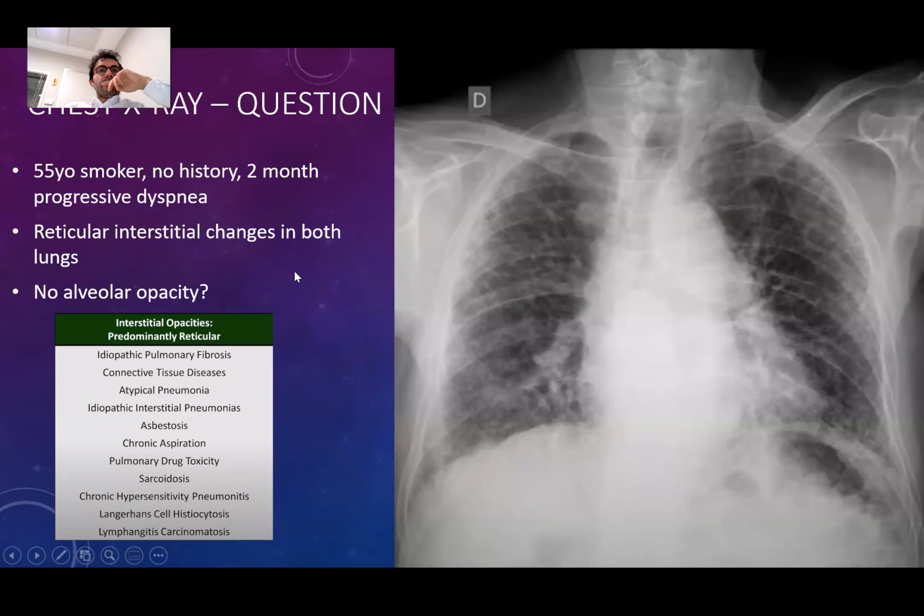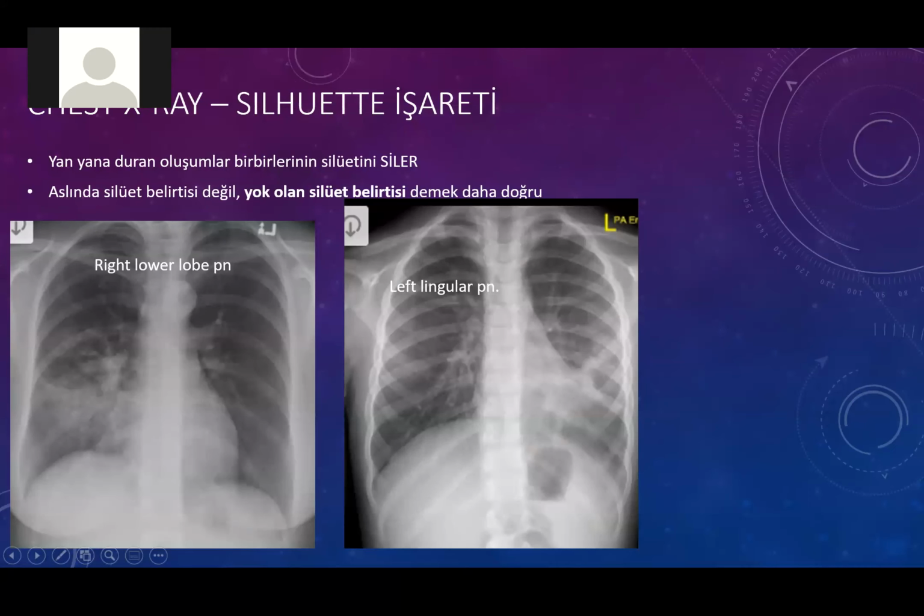So this is the type of explanation and evaluation we request on oral exam people. Please remember the silhouette sign. Silhouette sign sometimes is very helpful. When there is right lower side pneumonia, the heart borders are obscured. When there is pneumonia on the left side, the left border is obscured.